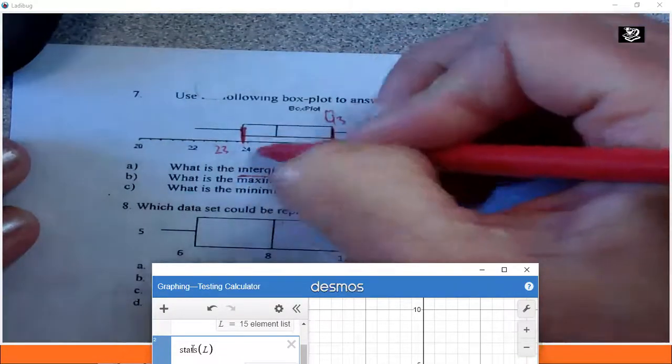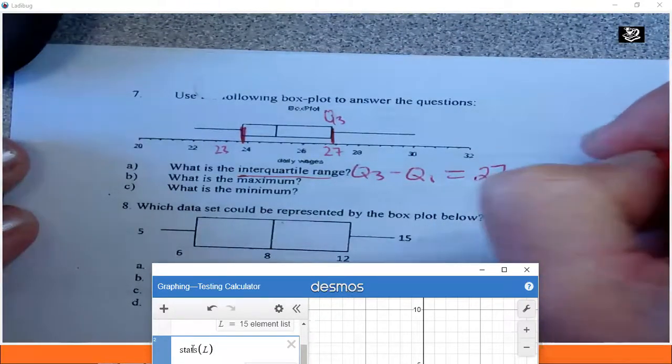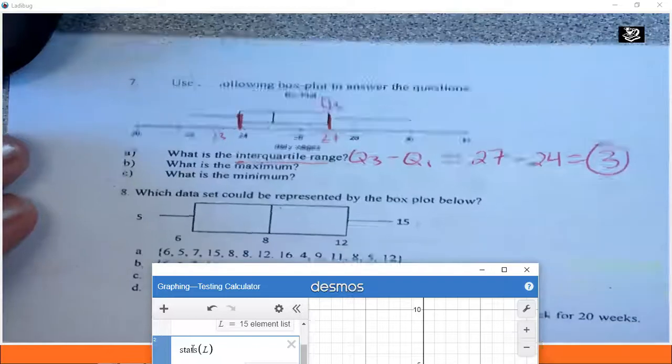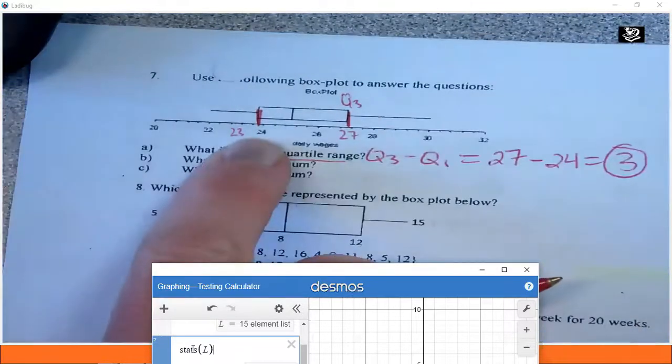23 is here. Either one. I wouldn't give you this one on the test because it's not exact. I'm actually going to go with 24. But again, I would count either answer right on a test because it's not exact. So I'm going to say Q1 is at 24.